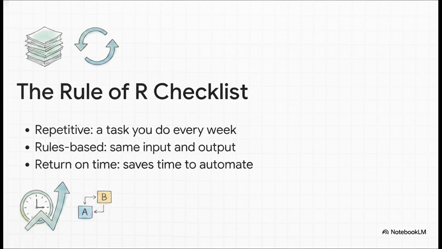It's a lifesaver. Your first task has to be repetitive, something you do weekly, like sorting your inbox. It also has to be rules-based, meaning the exact same input gets the exact same output every single time. And crucially, it must offer a return on time. Think about it. If a task takes 2 minutes to do manually, but 2 weeks to automate, just stick to doing it manually. This checklist is for sure your ultimate beginner filter.